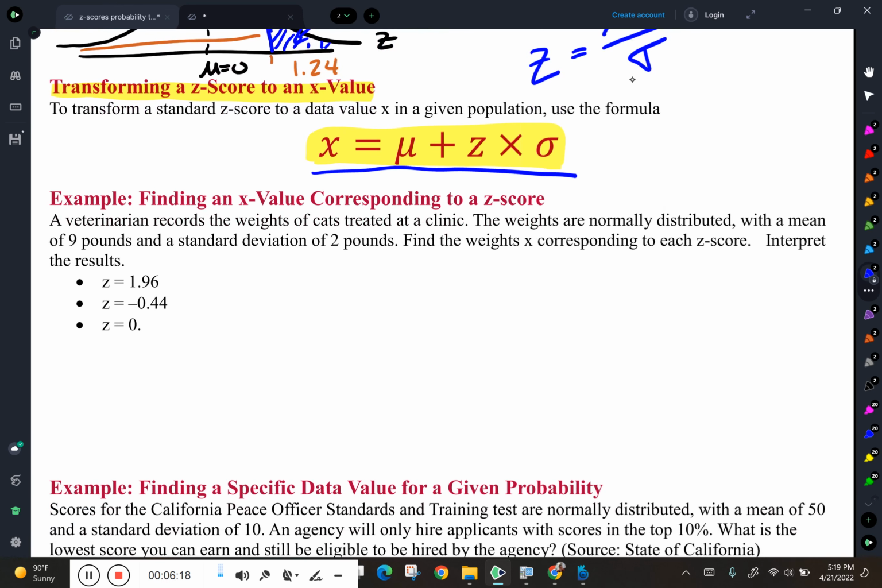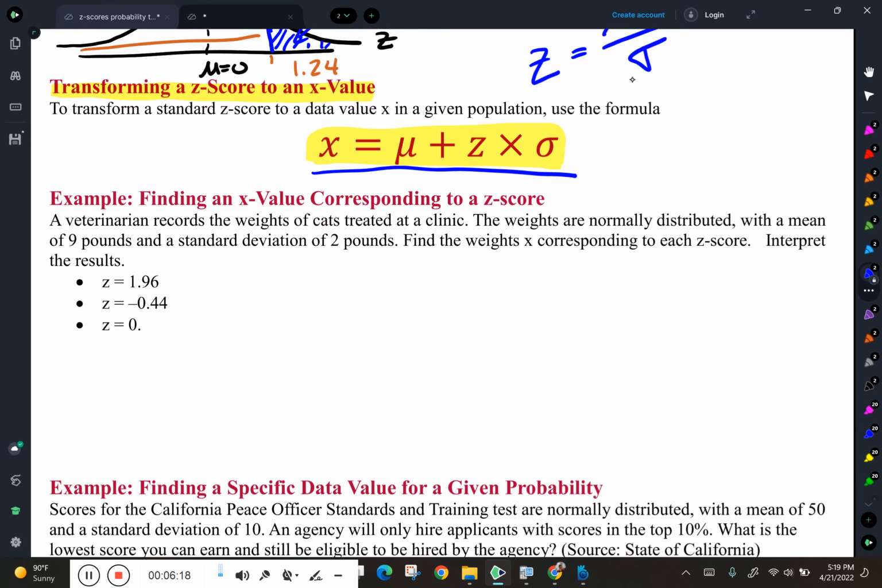How about a z of negative 0.44? What would that be in terms of a cat? Well, mean plus z-score times standard deviation. 9 plus negative 0.44 times 2 is 8.12, or a lightweight cat. It's below average. Average was 9.